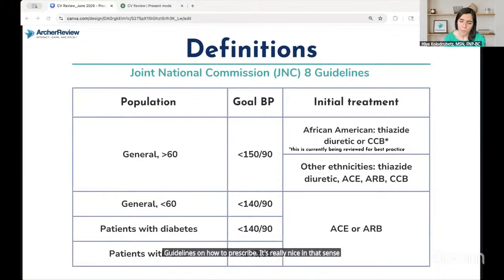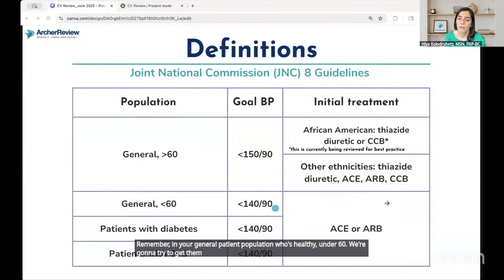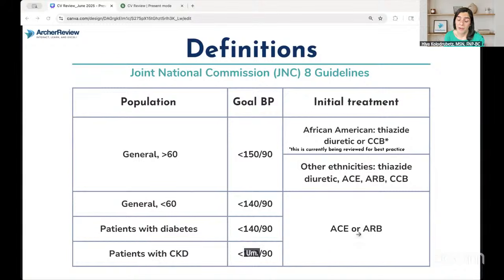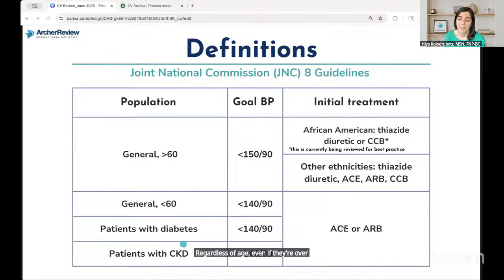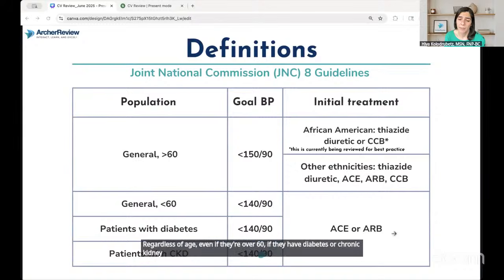So remember, in your general patient population who's healthy, under 60, we're going to try to get them under 140 over 90. If we have patients who are diabetics or have chronic kidney disease, we want to try to get them lower, because those kidneys get hit really hard, along with other end organs like your brain and your heart, but the kidneys take most of the brunt. So regardless of age, even if they're over 60, if they have diabetes or chronic kidney disease, we want to get that blood pressure down.